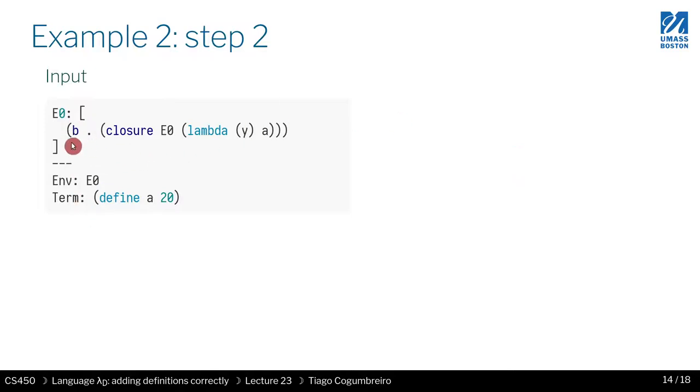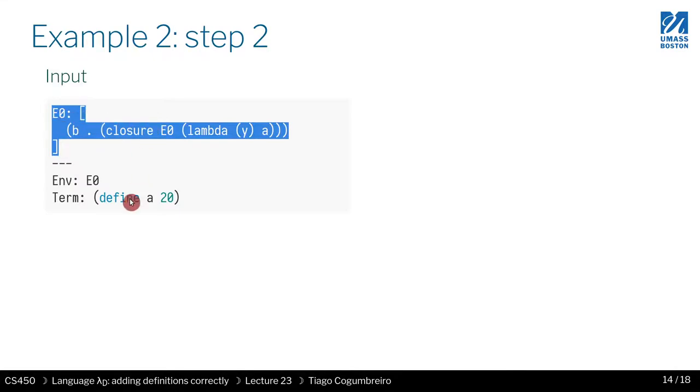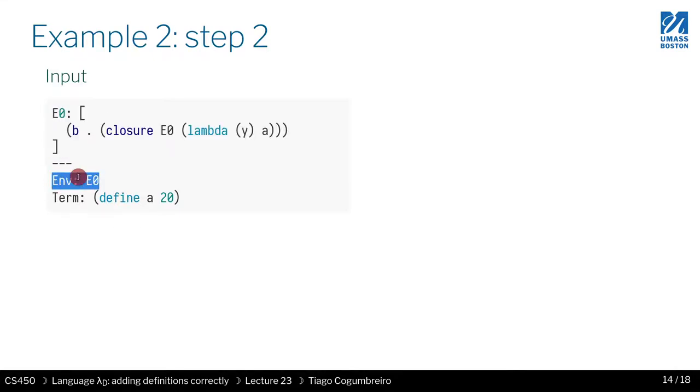Now in our step two, what we have is the heap that we just showed you before. The input environment is still E0, and the new term that we're evaluating is define A. So try to do it by yourselves. Please pause the video, and then I'm going to continue.